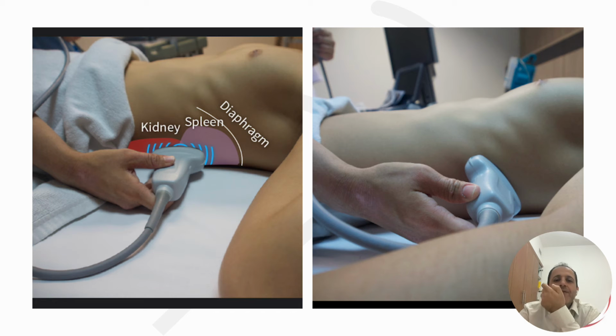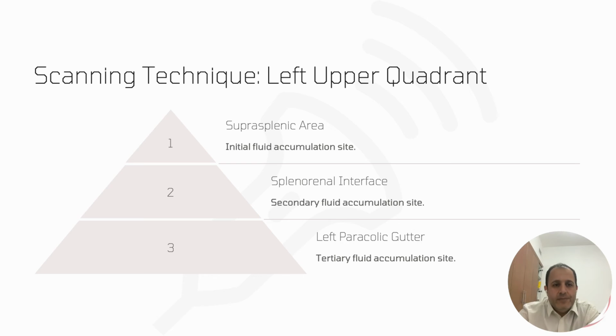So sometimes it's difficult to find the kidney and splenorenal spaces. Sometimes it is difficult, and it is more difficult comparing to the right side. But with practice, you can get skill, and you can find the organs.